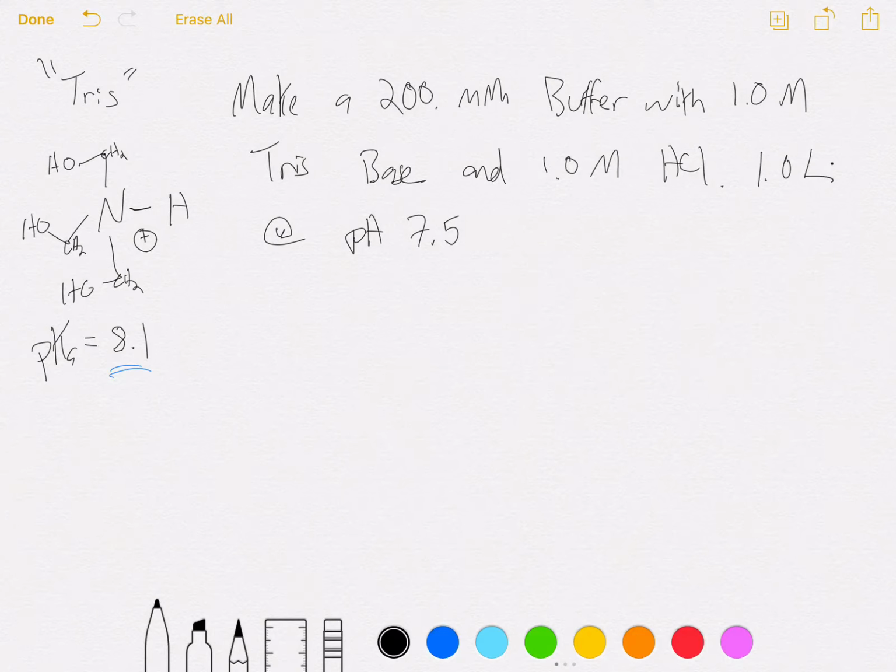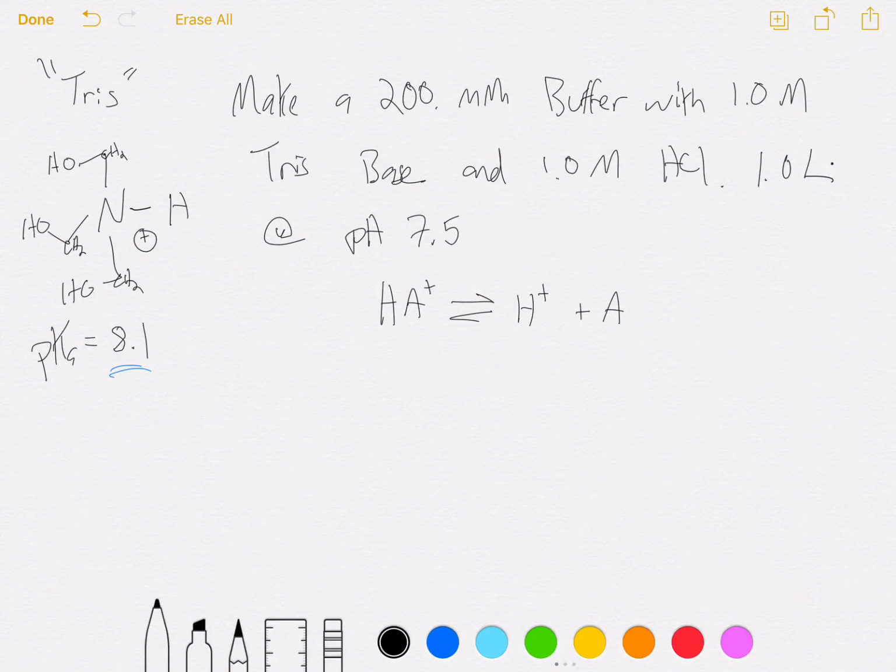And so before we go much further, let's take a look at what the equilibrium that's relevant to tris is. Whereas normally we're doing HA dissociates into H plus and A minus, in this case, our HA species is actually the conjugate acid of A, which is a weak base. But this is still how we're going to define it. And again, the pKa is 8.1.